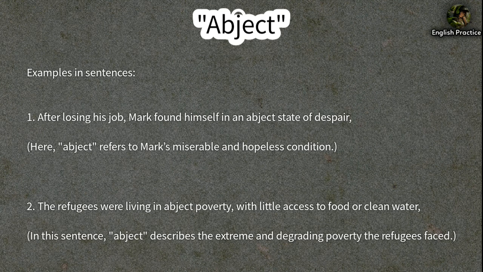Examples in sentences. 1. After losing his job, Mark found himself in an abject state of despair. Here, abject refers to Mark's miserable and hopeless condition. 2. The refugees were living in abject poverty, with little access to food or clean water. In this sentence, abject describes the extreme and degrading poverty the refugees faced.